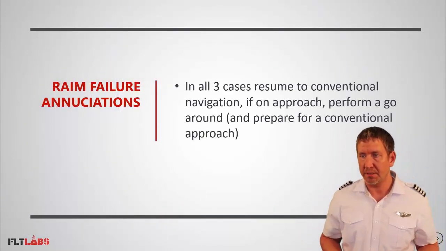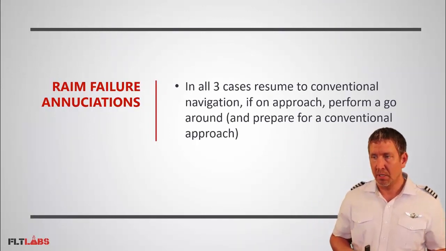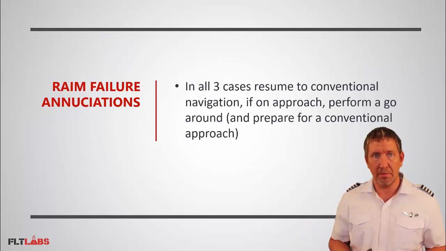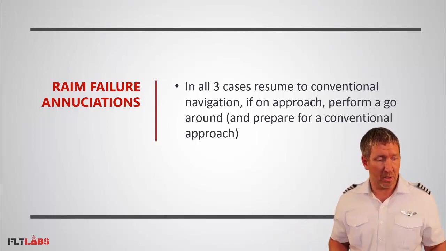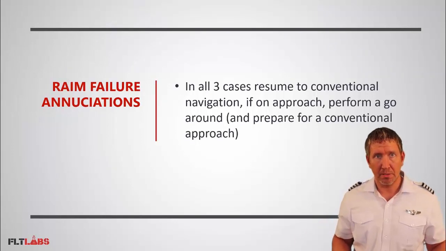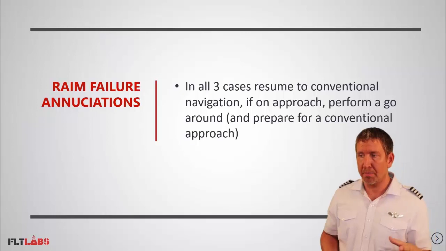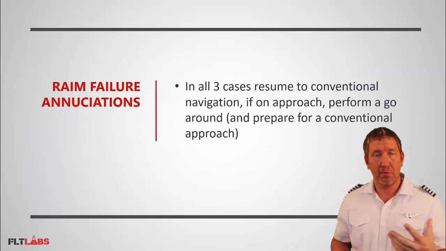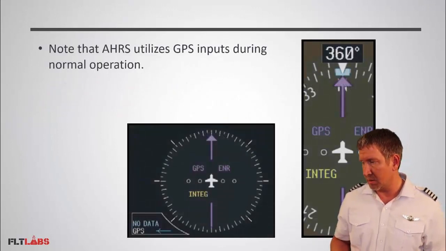RAIM failure annunciation. So in all three cases, we get a RAIM failure message. We need to switch to conventional navigation, which is going to be, for us, using our flight plan and looking outside to our visual reference points, or we could use our VORs. If we're on an approach, we'll perform a go-around and prepare for a conventional approach. Okay, this is what it's going to look like.